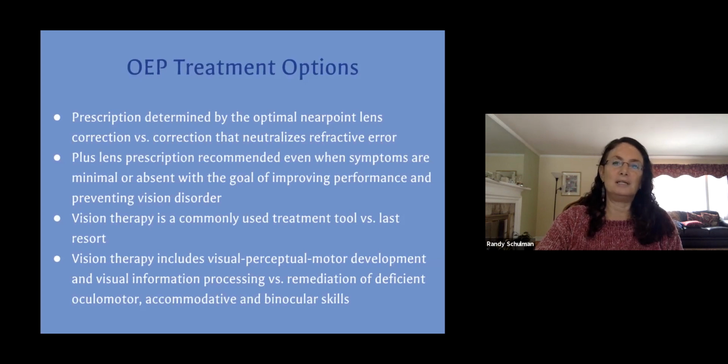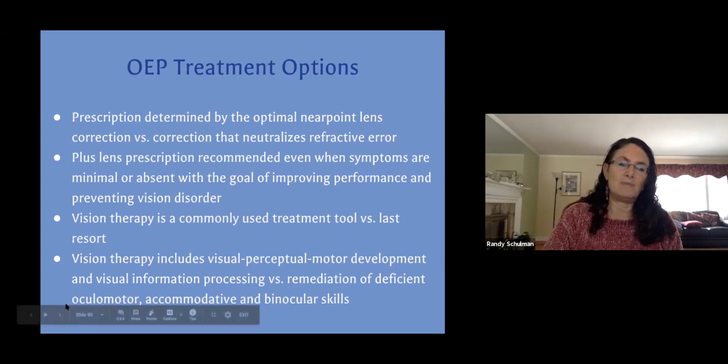I'm more likely going to prescribe a +50 lens or a +1/4 lens for near to help with that drive to converge closer than the target. So our goal really is to improve performance, reduce any vision disorder, and reduce whatever prescription or refractive error they're coming in with. And as I said, that might include some vision therapy.